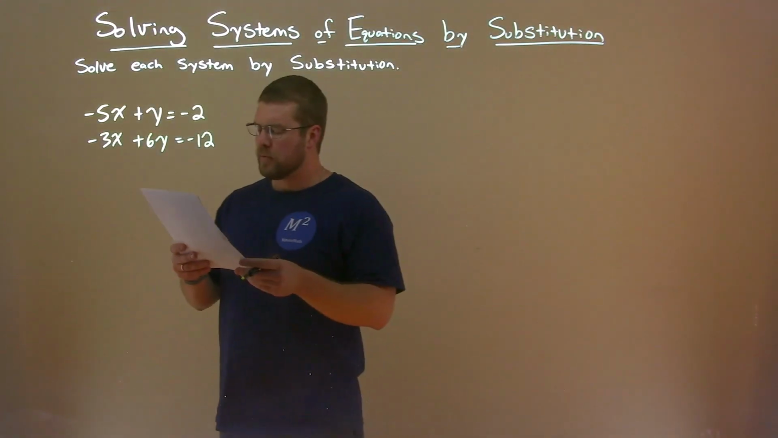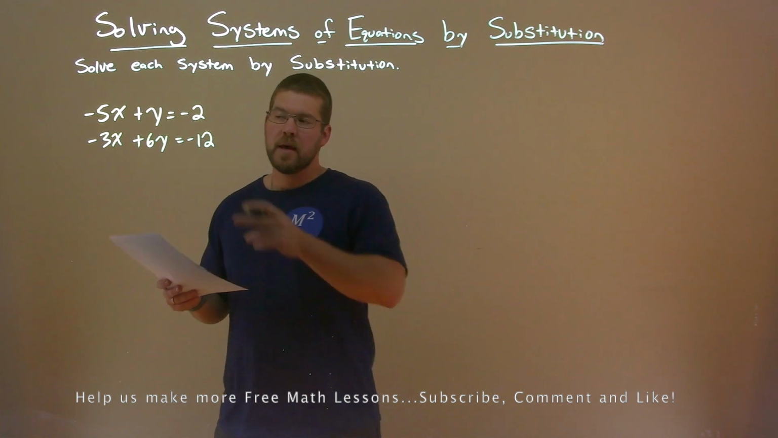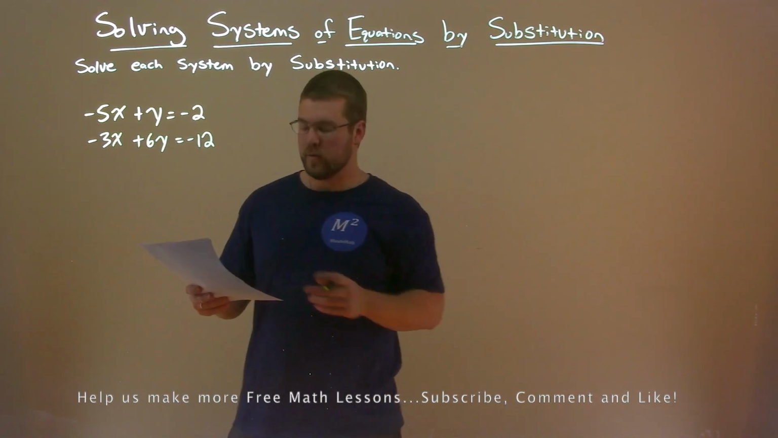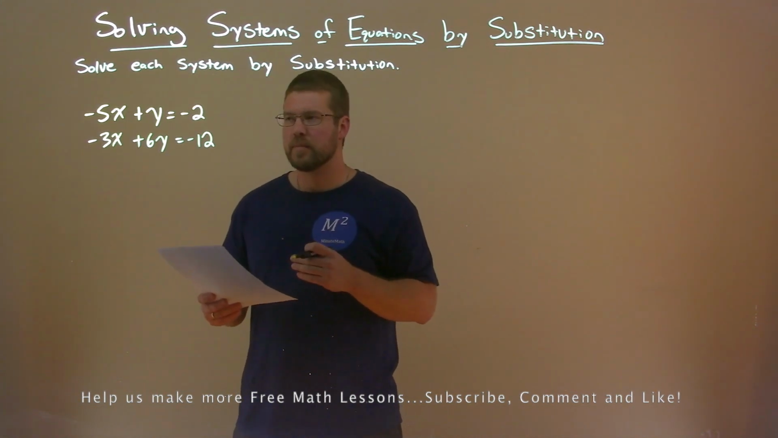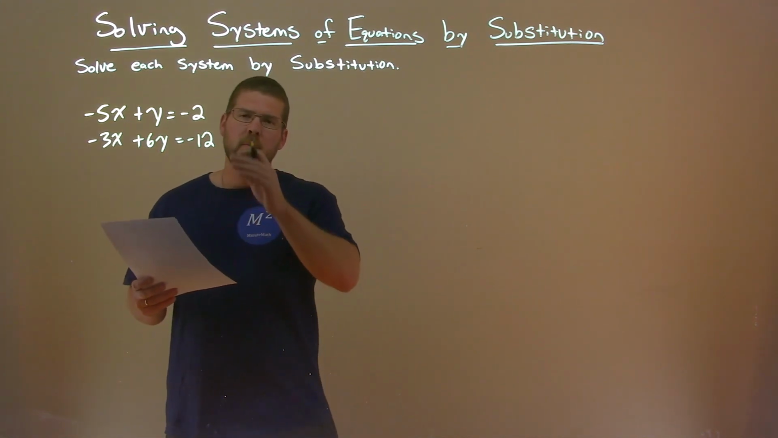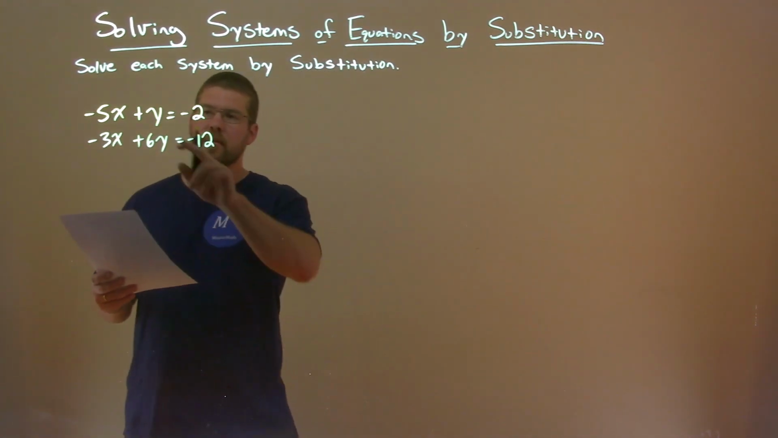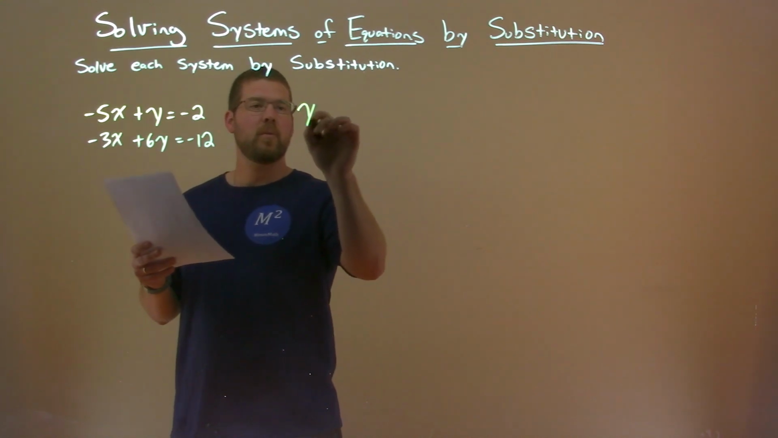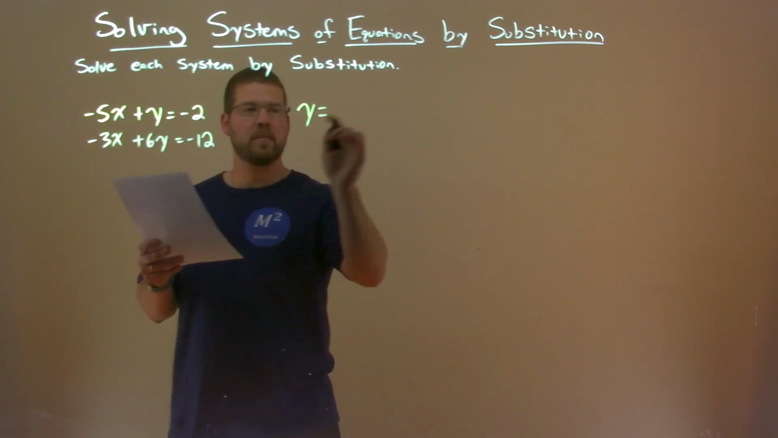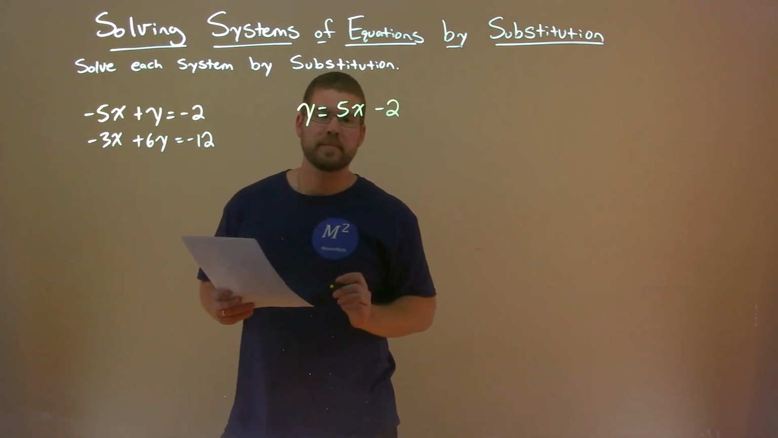We're given this problem, minus 5x plus y equals a negative 2. Negative 3x plus 6y equals a negative 12. And we want to solve this system by substitution. We want to get one of these equations' variable by itself. The first equation looks the easiest. If I just add 5x to both sides, y is by itself. So y equals, adding 5x to both sides, positive 5x minus 2.